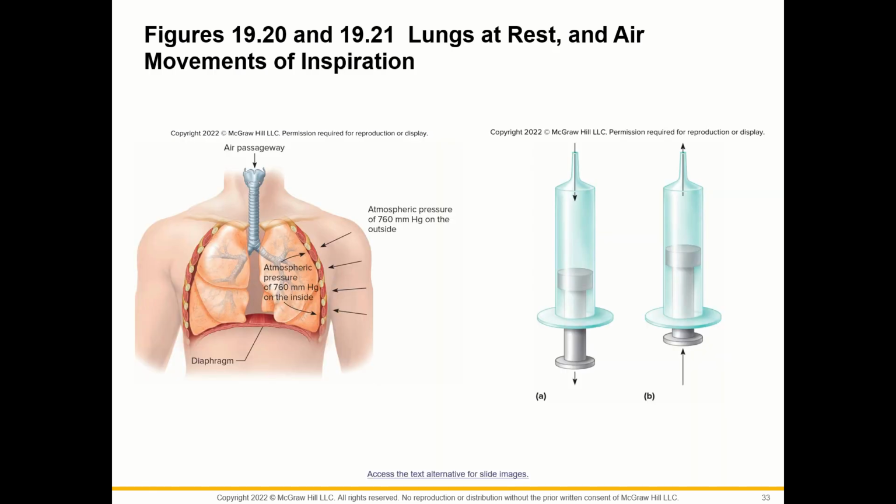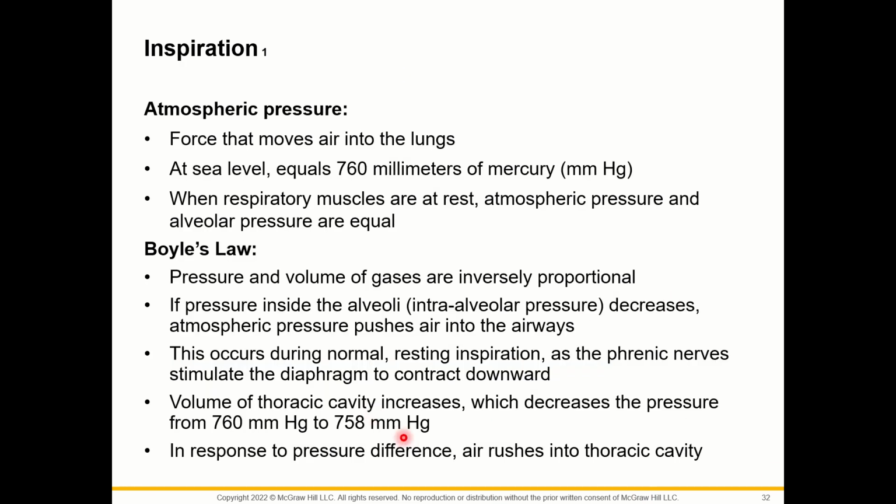So here we see the lungs at rest and the air movements of inspiration. So the atmospheric pressure at rest, we have equal pressure between the alveoli and the lungs. And that's crazy that it's just 2 millimeters of mercury. That is enough to cause the air to rush into the thoracic cavity. And so remember, the diaphragm contracting downward and the ribs moving outward and expanding during your inhalation. That opens up the alveoli and the bronchioles, and that decreases that pressure to that 758 millimeters of mercury, and that brings air into the thoracic cavity.